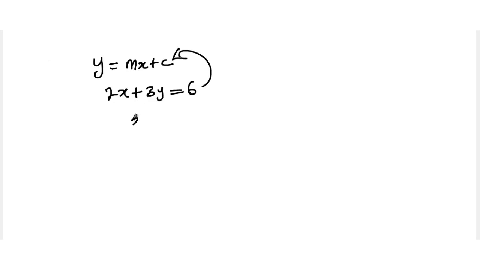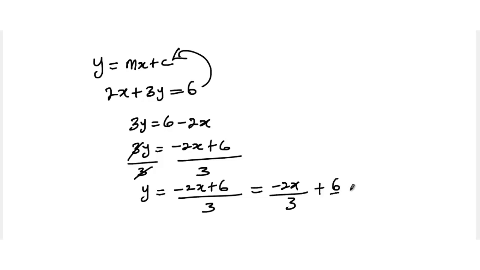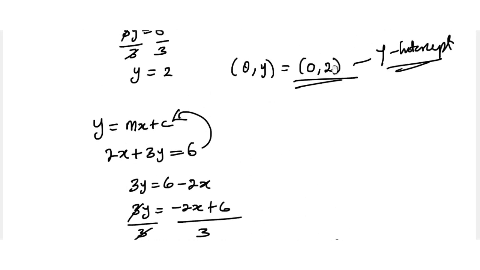So we can say 3y is equal to 6 minus 2x, which is also 3y is equal to minus 2x plus 6. Dividing through by the coefficient of y, which is 3, this cancels this, so we have y is equal to minus 2x plus 6 over 3. Distributing the 3 gives us minus 2x over 3 plus 6 over 3. So y will now be minus 2 over 3 x plus 6 divided by 3, which is 2. So this is the y-intercept, and if you look at it, the y-intercept is 2.